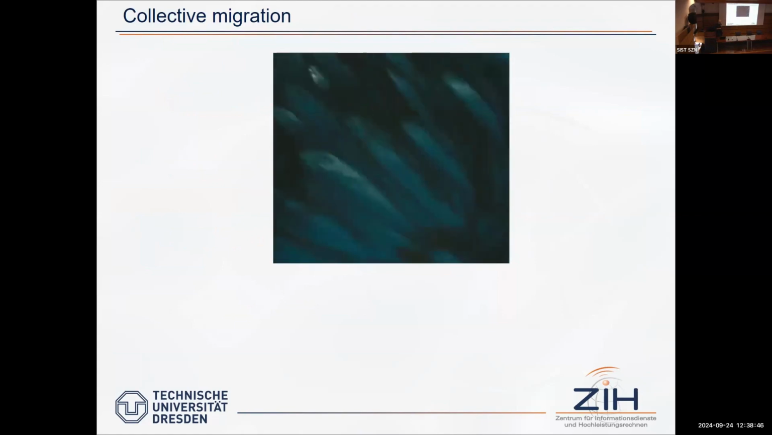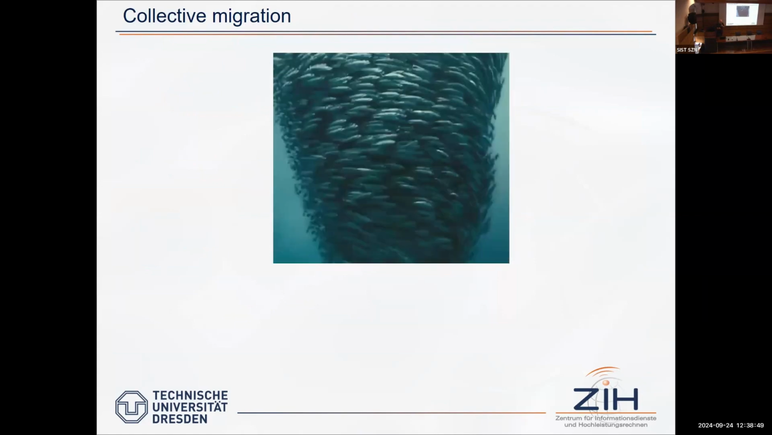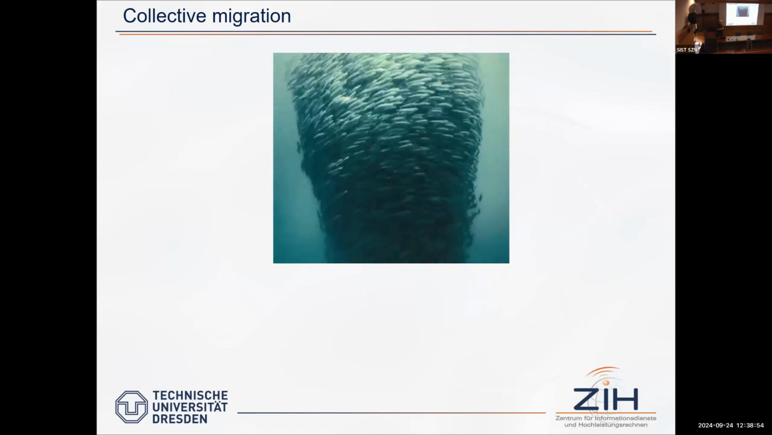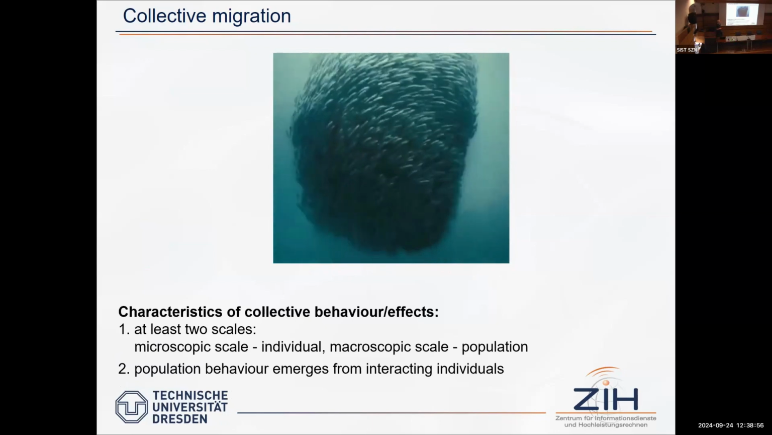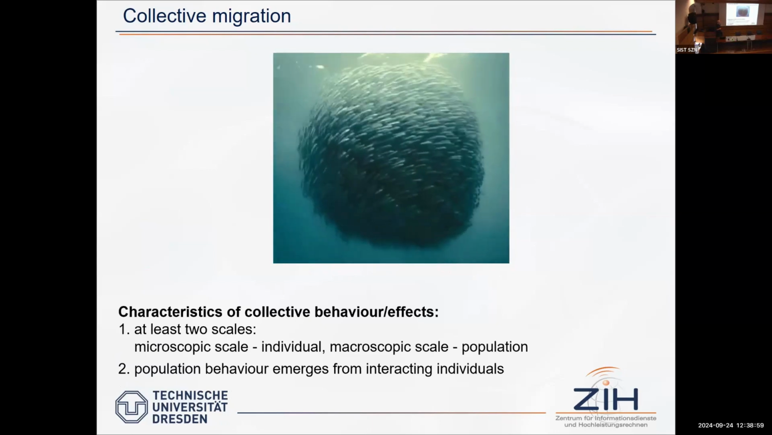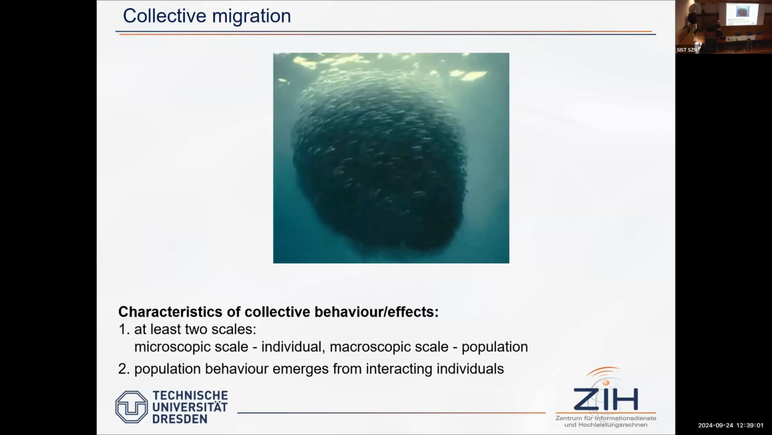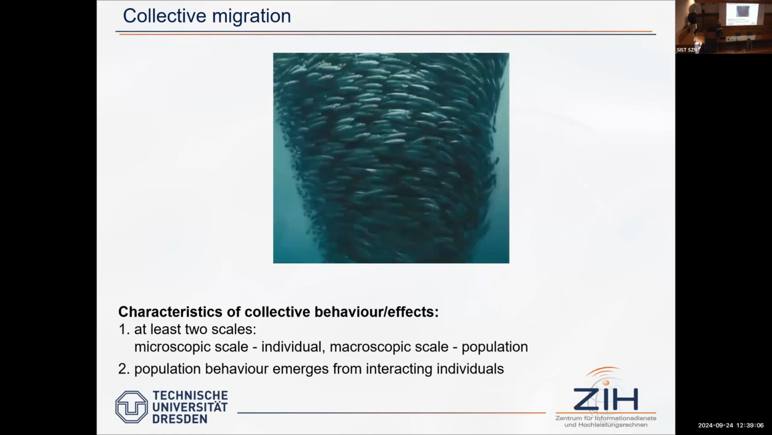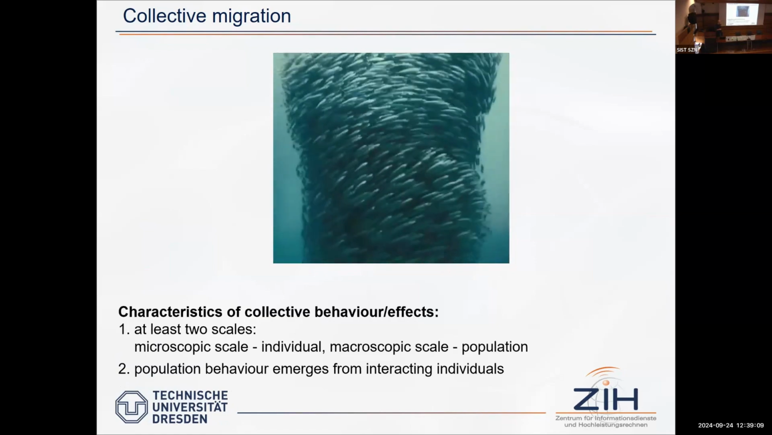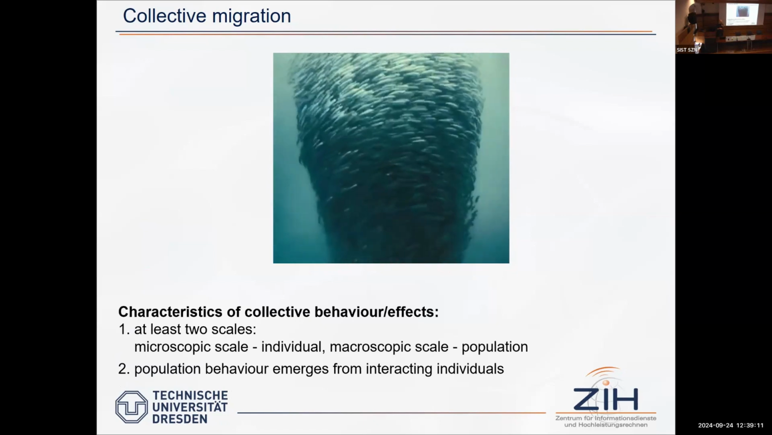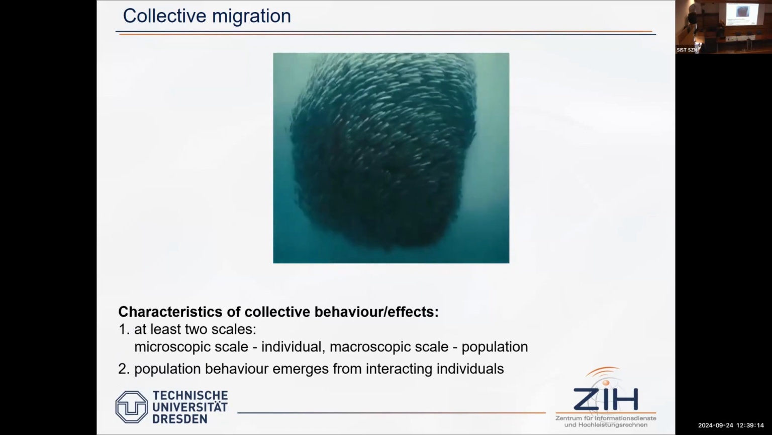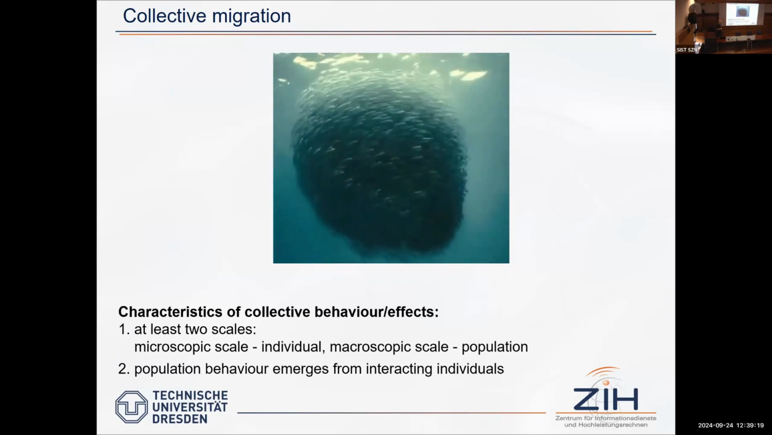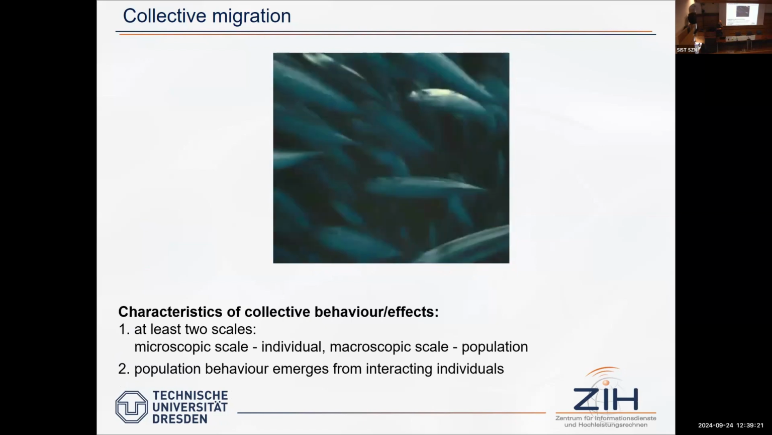This is the prominent example. And how would you define such dynamics? There are two scales. We have the individual microscopic scale, and we have the population, the macroscopic scale. And the key idea is that this population behavior emerges from interactions of the individuals. That's the idea of collective migration. And the individual has not inbuilt any picture of the swarm.